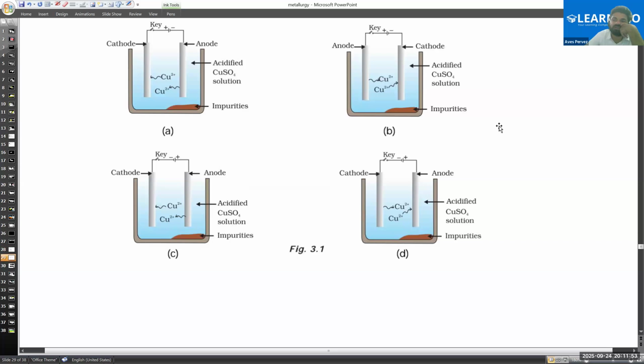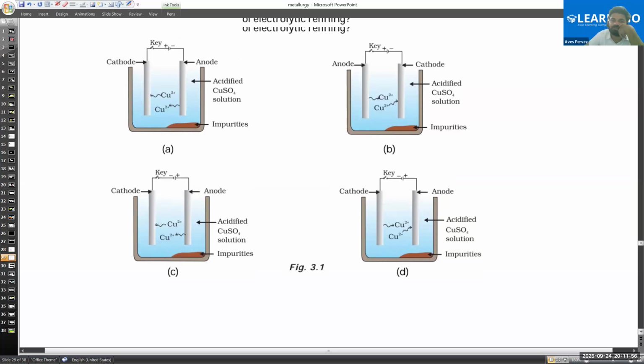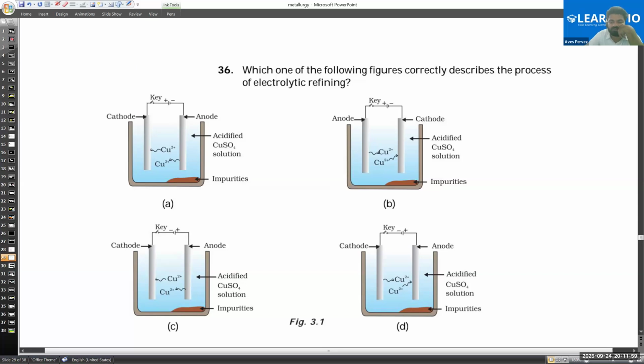Tell me which one is correct here. Sir, the first one is correct. First one? The second one is correct. Ritvika, you? The second one. Sir, the third one is correct. Who is saying this one?